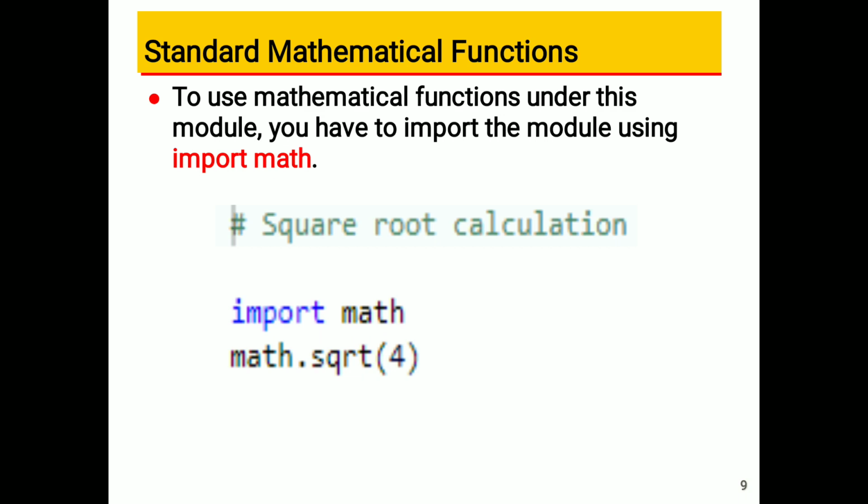So whenever we are using the sqrt function, we must import the math module into our program. math.sqrt means the math module's sqrt function of 4.